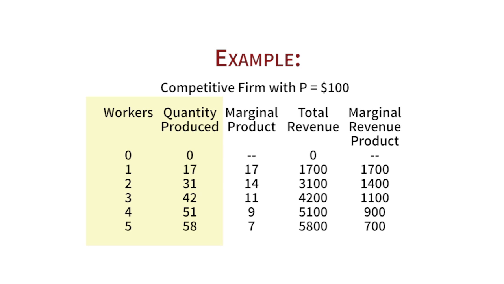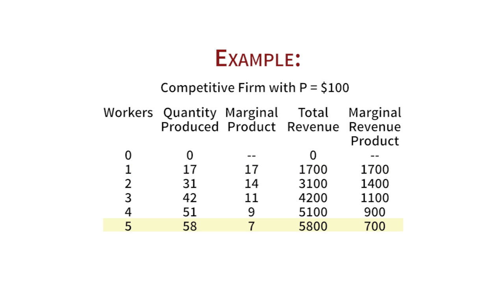Remember, the production function tells you how much output, how much quantity produced you get for a given amount of workers. Now let's think about the revenue that the firm gets. The firm's going to maximize its profits, remember. To get revenue, if the price is $100, which is being assumed here, the price of the product is $100, you just multiply that price by the quantity produced. So for example, for 1 worker employed, you produce 17 units. At $100 a unit, it's $1,700.